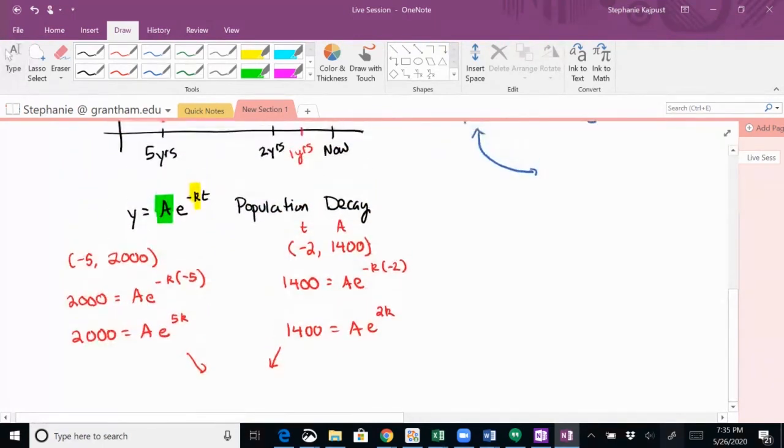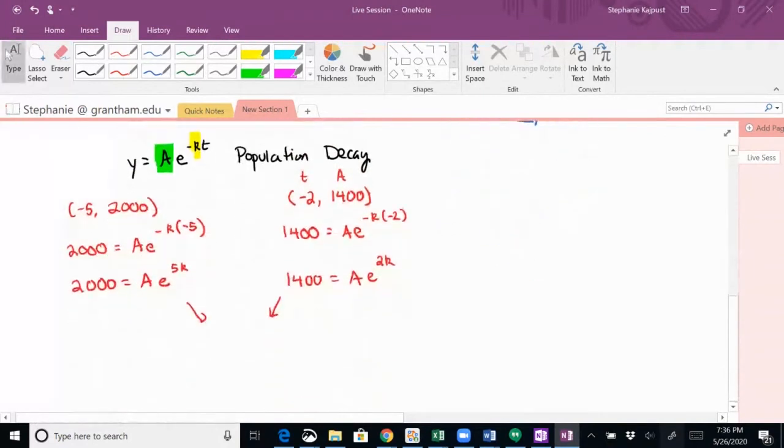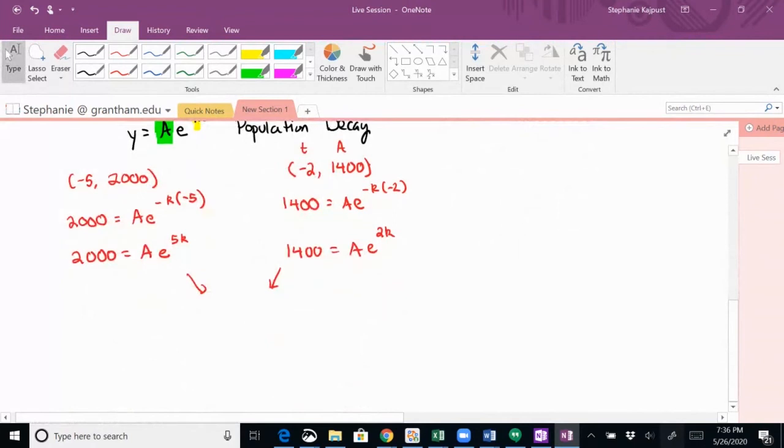Now, if we had labeled our points differently, where the 5 years ago was 0, we wouldn't have to do this trick. But I think this is a good trick to know, because one of the things about algebra is learning the little tricks so that you have more techniques in your little toolbox to try to solve problems.